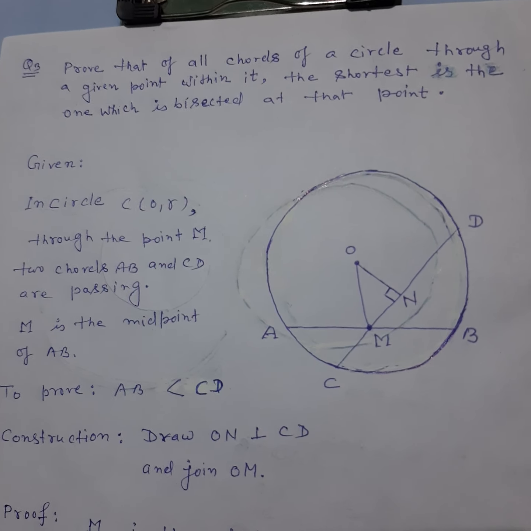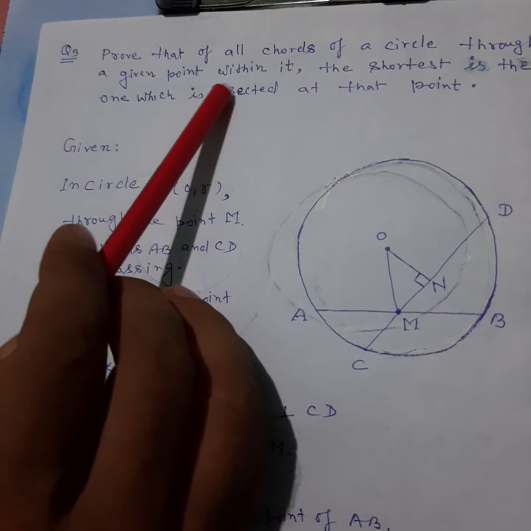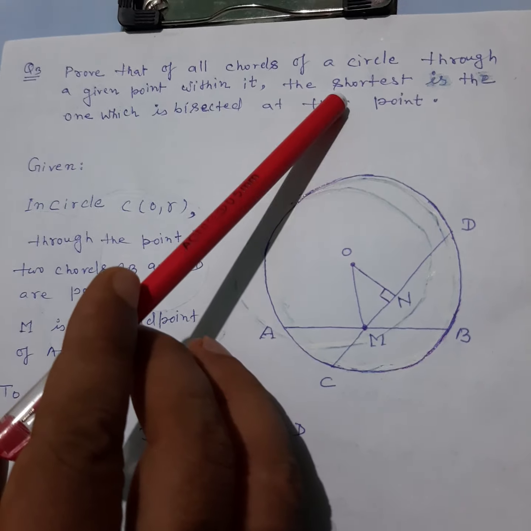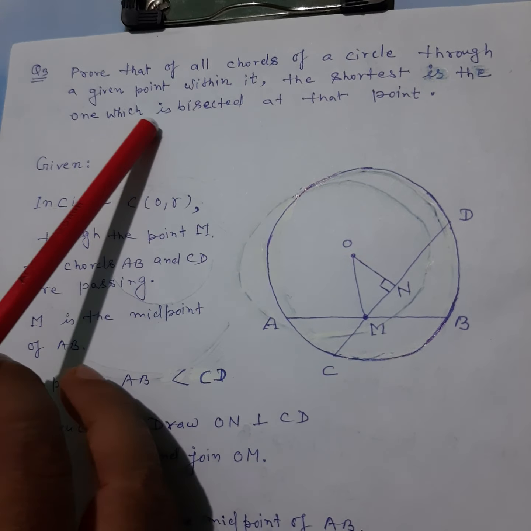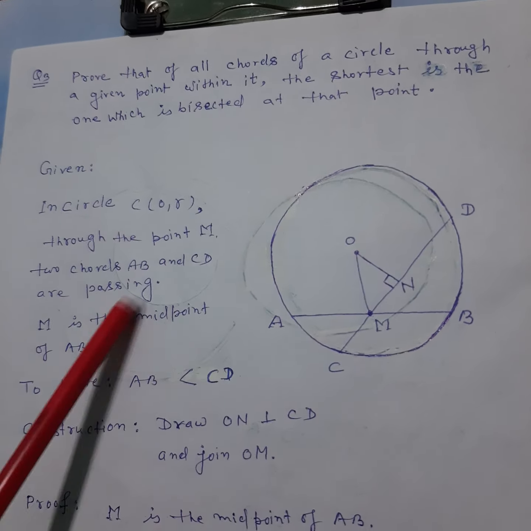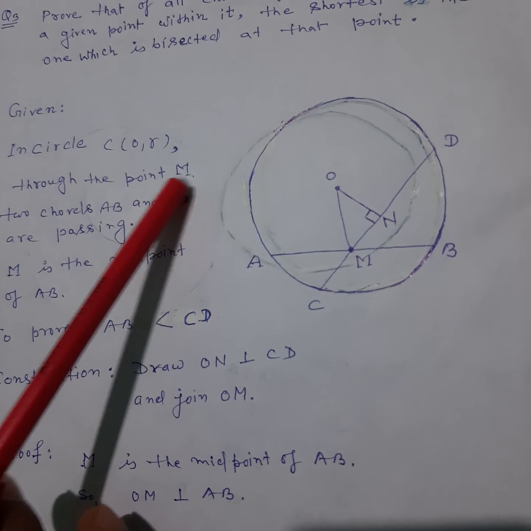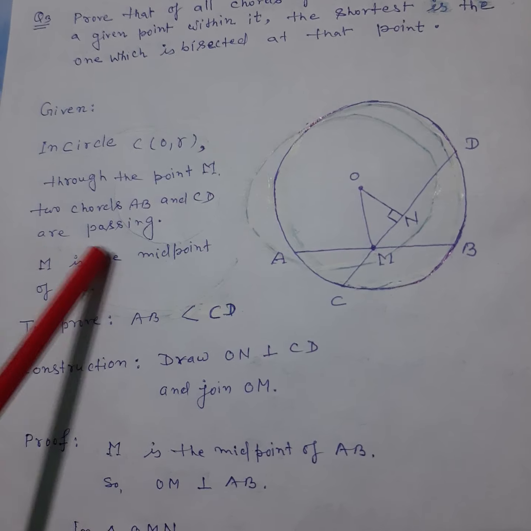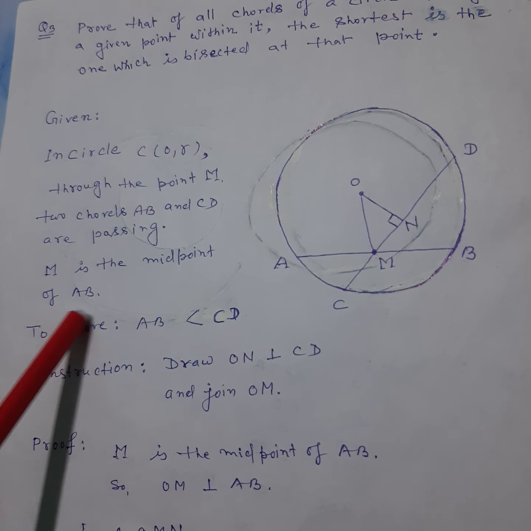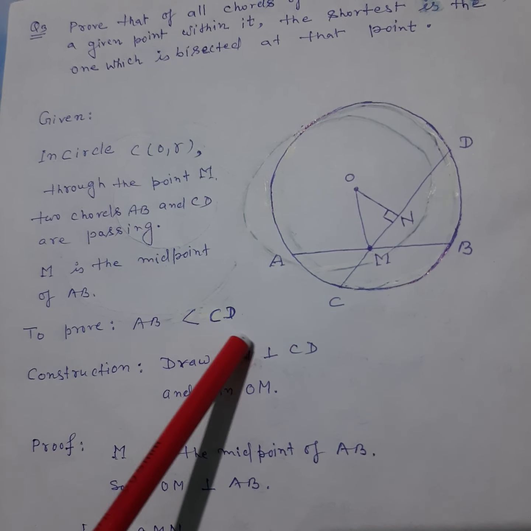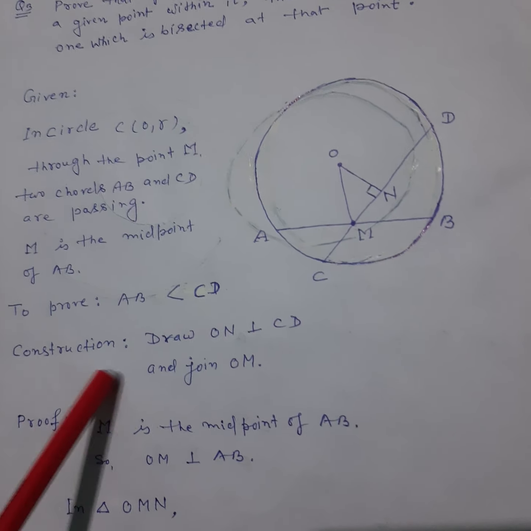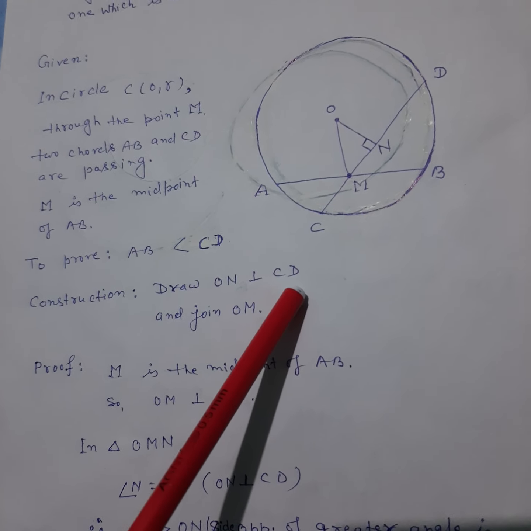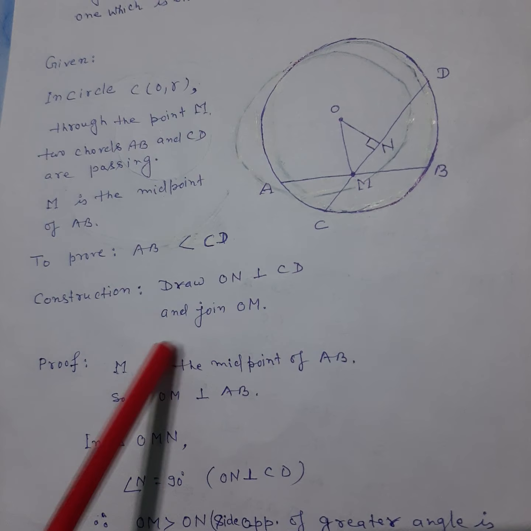Of all the chords of a circle through a given point, the smallest is the one which is bisected at that point. In circle with center O, through point M, two chords AB and CD are passing. M is the midpoint of AB. To prove that CD is greater than AB. Construction: draw ON perpendicular to CD and join OM.